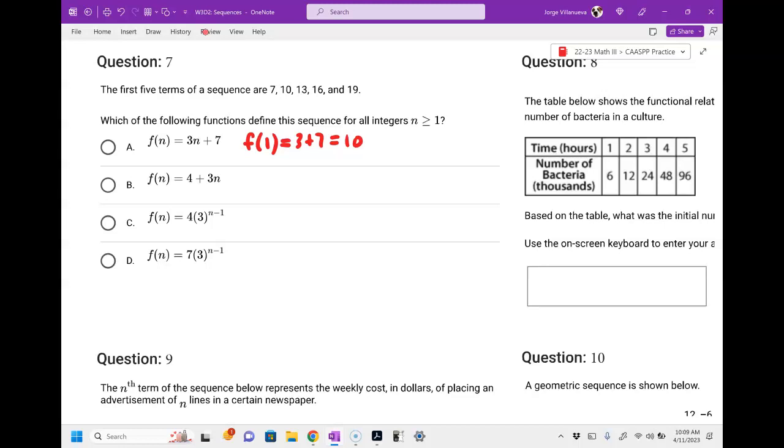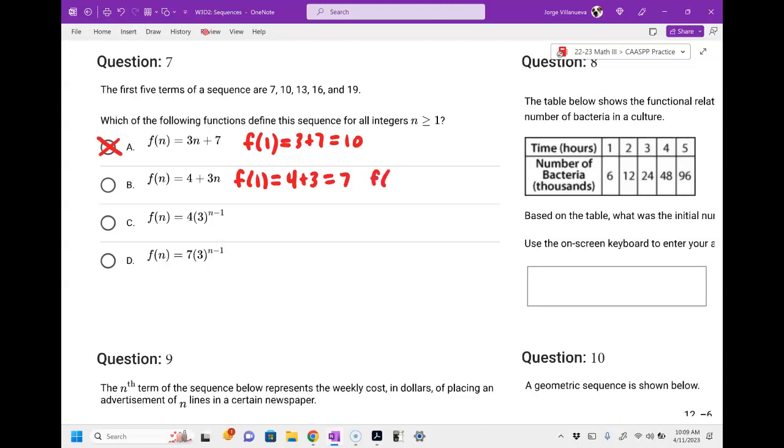I'm supposed to get what for my first number? A 7. So it can't be A. All right, well, let's try B. F of 1 is 4 plus 3, which is 7. Okay, so far so good.